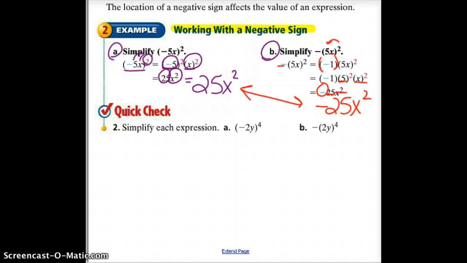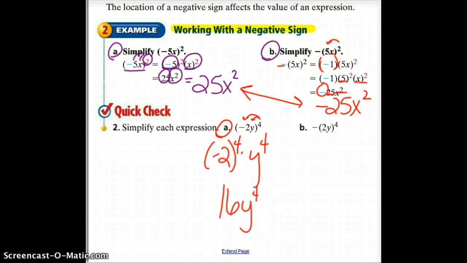Let's do one more. A, this negative is included with the 2. So this 4 is going to be applied to the negative 2 and to the y. Negative 2 to the 4th power is 16 times the y to the 4th.